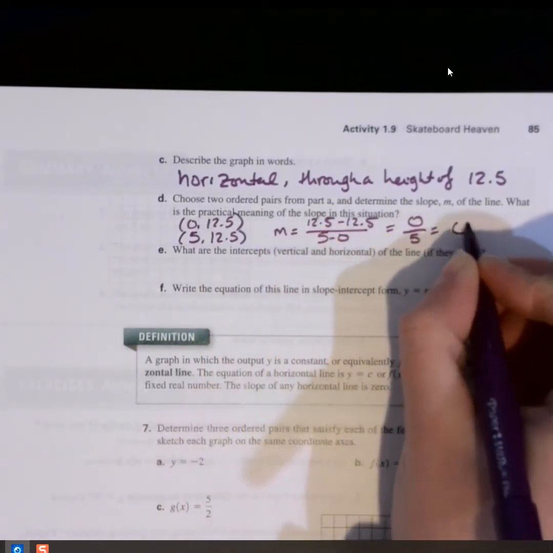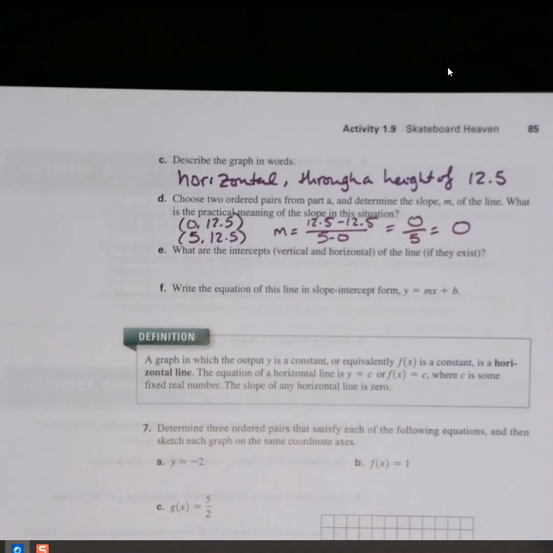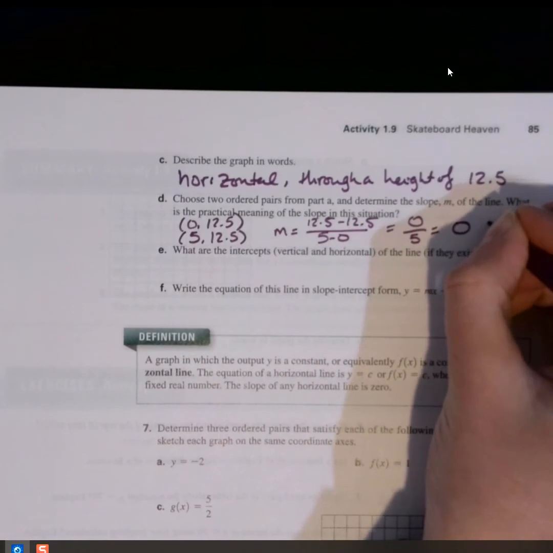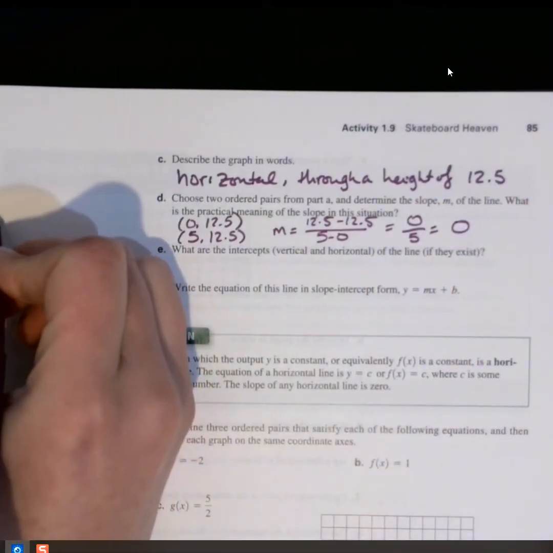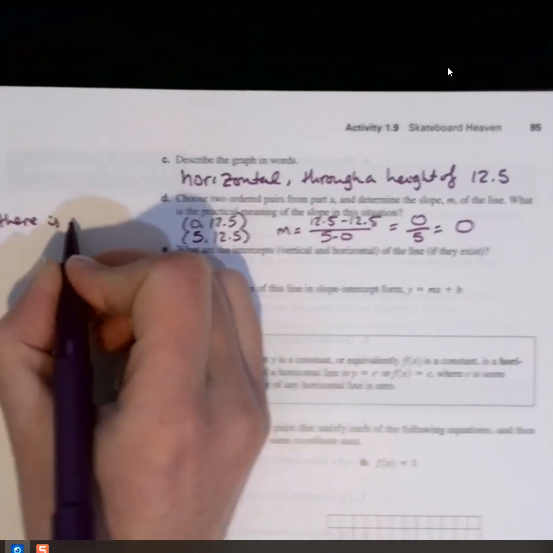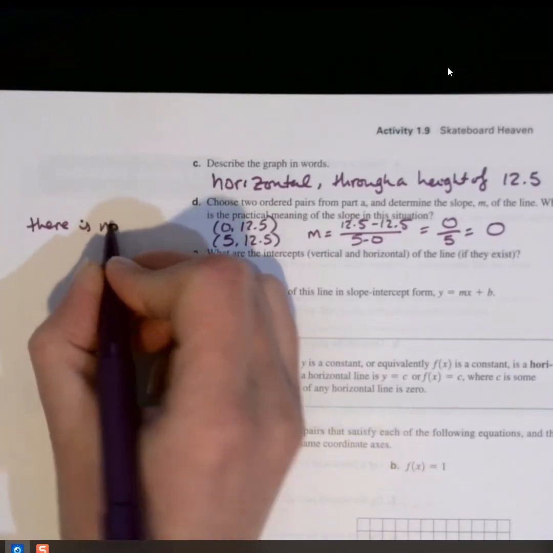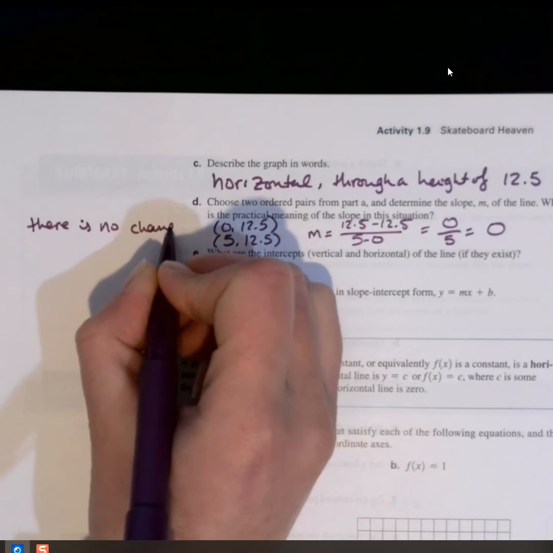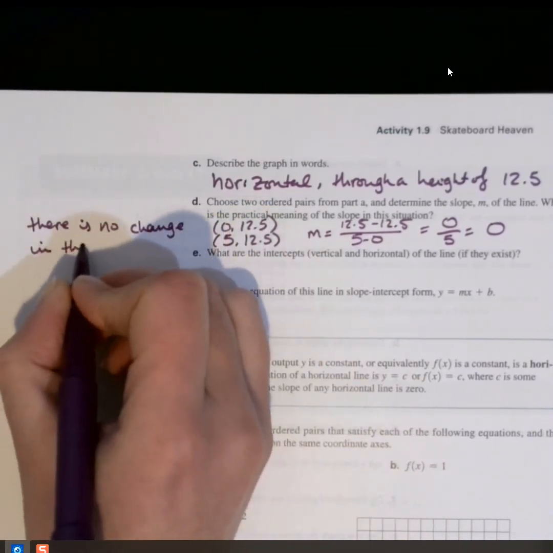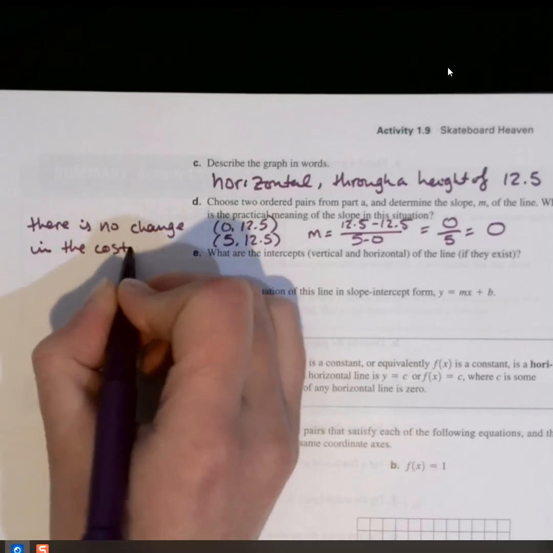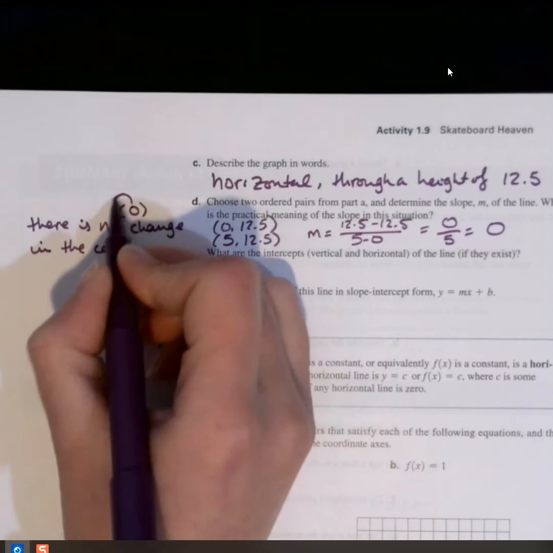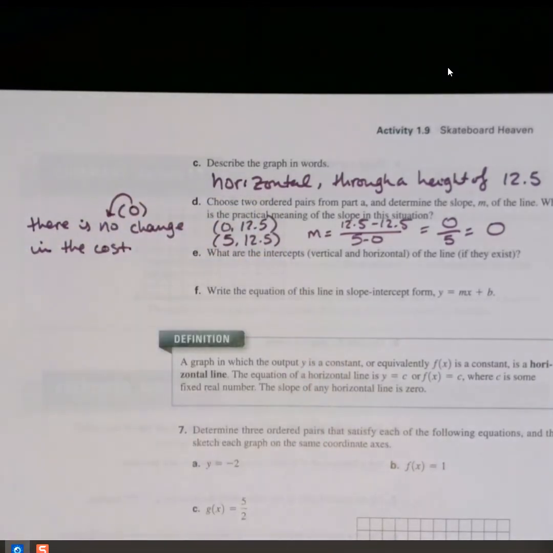That gives us 0 across the top, 5 across the bottom. 0 divided by 5 is 0. What is the practical meaning? There is 0 change or no change. I'll have to write that over here. There is no change in the output, which is cost. And this no change is because it's 0 change. 0 change is no change. No change or 0 change in the cost.